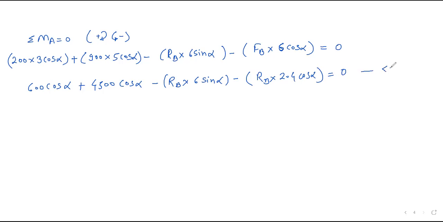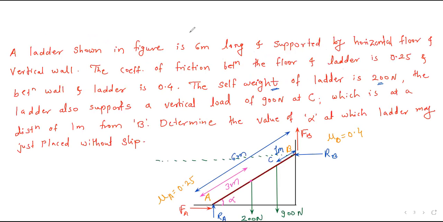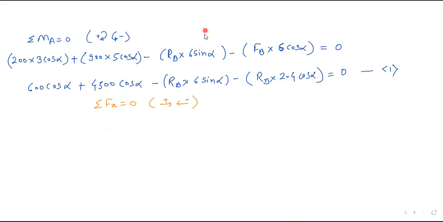So let us say that this is our equation number 1. Now apply summation fx equal to 0, towards right positive, towards left negative. If I apply summation fx equal to 0, now you can see which forces will come in summation fx. Fa will be there, horizontal force, and Rb will be there. All other forces are vertical. So Fa minus Rb is equal to 0.